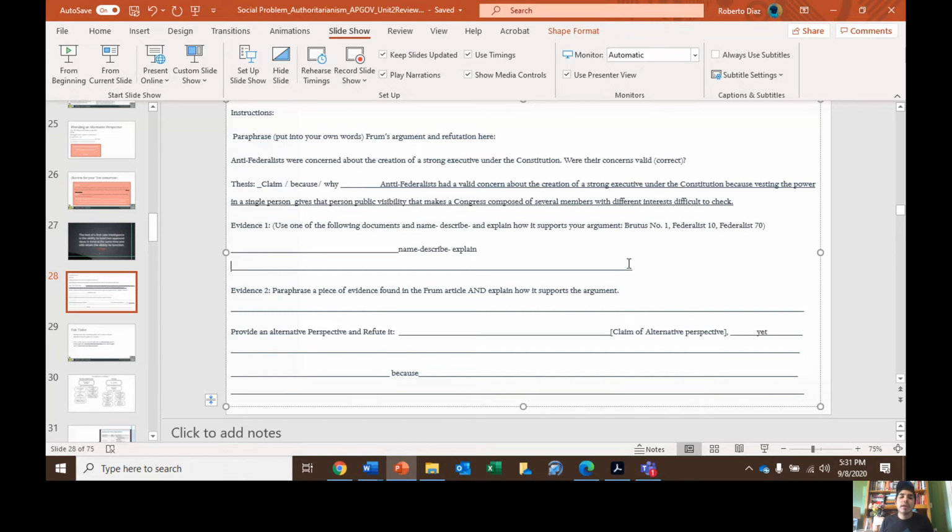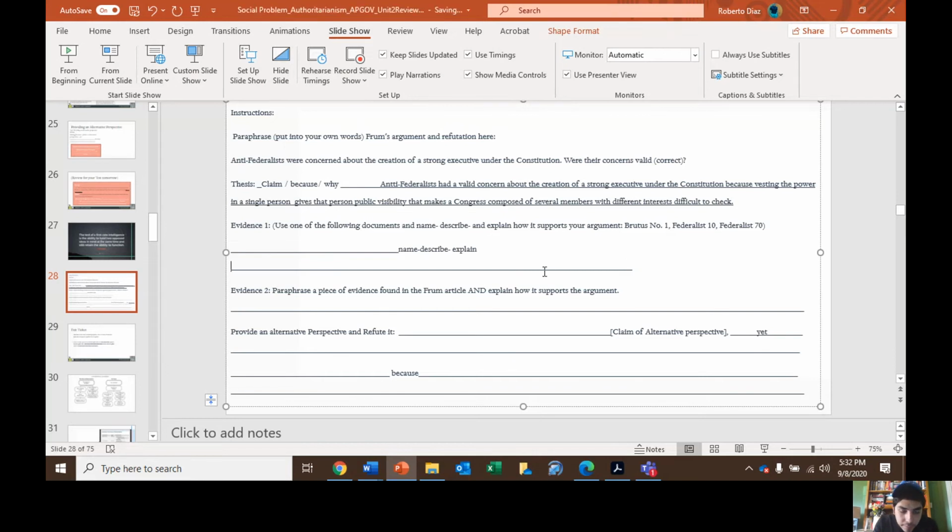An easier argument to make would be Brutus number 1, talking about the critiques of Brutus number 1 of the executive, etc. That is made about a strong executive and the need to reserve more powers and responsibilities to state and local governments to prevent tyranny, etc. You could go that route. It's up to you. But just make sure that you explain and connect it to your thesis statement.